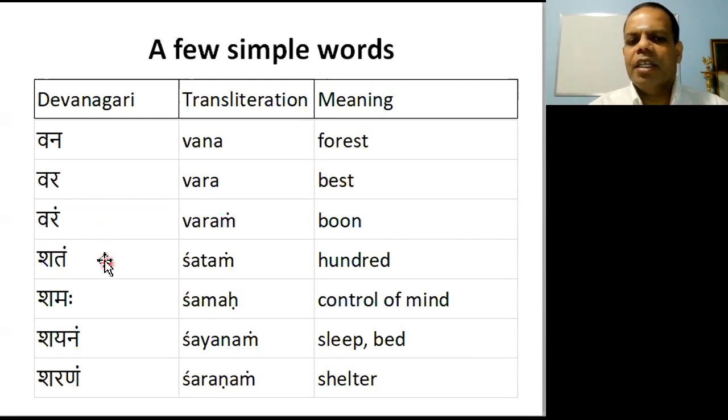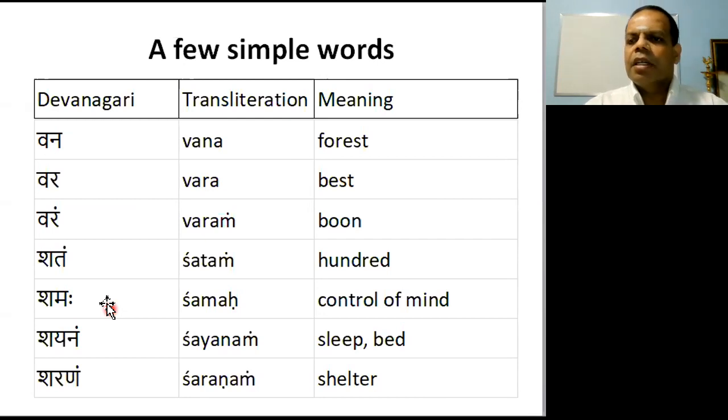The next word is shatam. This is the palatal sha. Shatam. Ashtottara shata, shata nama, means 100, 100. Ashtottara shata.